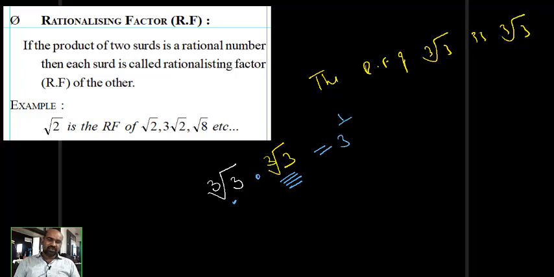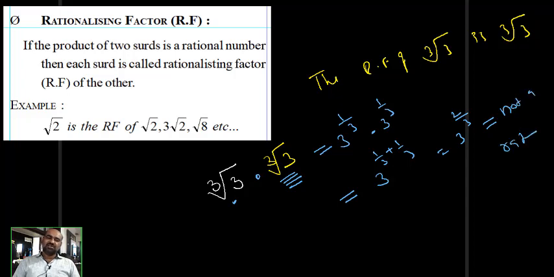This is 3 power 1 by 3. This is also 3 power 1 by 3. Bases are equal, so exponents should be added, 1 by 3 plus 1 by 3, that is 3 power 2 by 3. 3 power 2 by 3 is not rational, it is irrational. You need a rational number to an integer power for the total to be rational, but 2 by 3 is not an integer. It is actually cube root of 9, which is not a rational number. So, students, that answer is wrong.